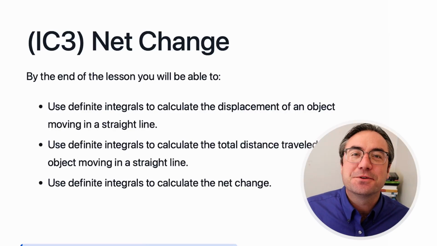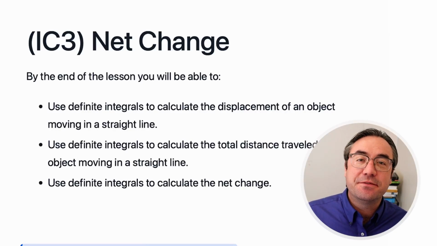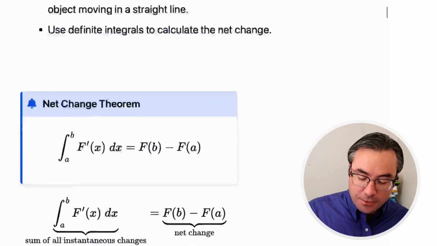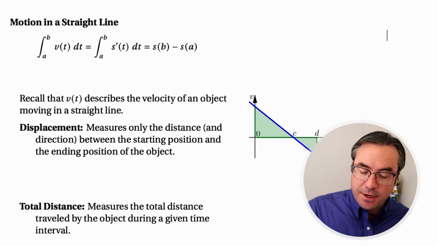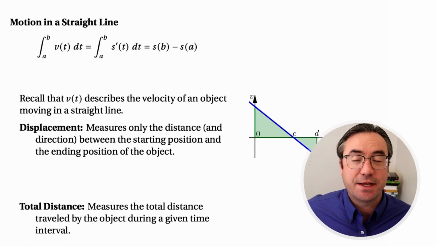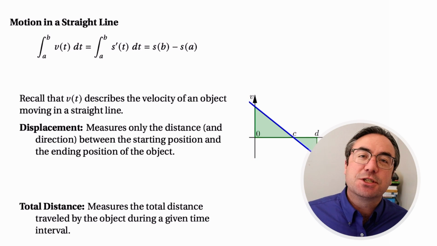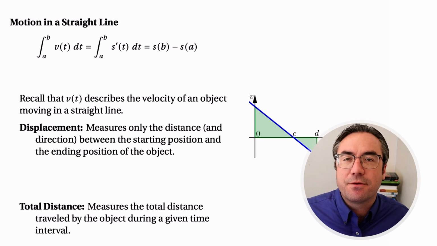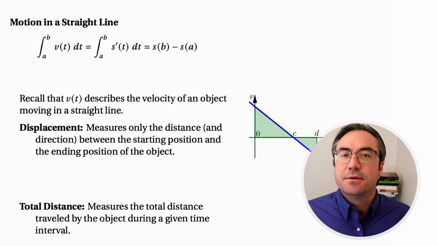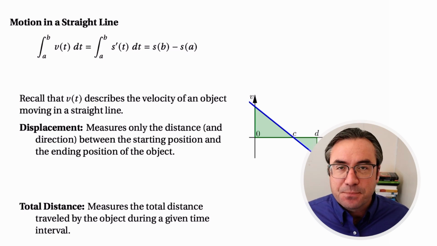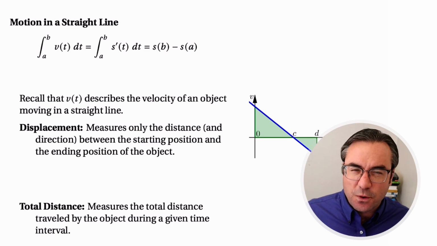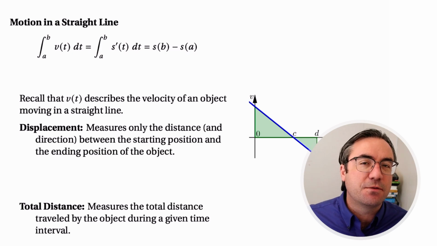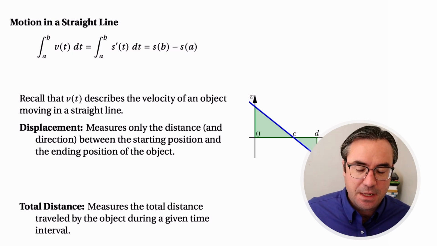Welcome, everyone. For today's prep, we're going to start to look at the idea of net change, and we're going to do this in the context of motion in a straight line. We know that when an object's moving in a straight line, there are three important functions that we've considered: the position function, s of t, the velocity function, v of t, and the acceleration. For this, we're going to be looking at just our velocity and our position.